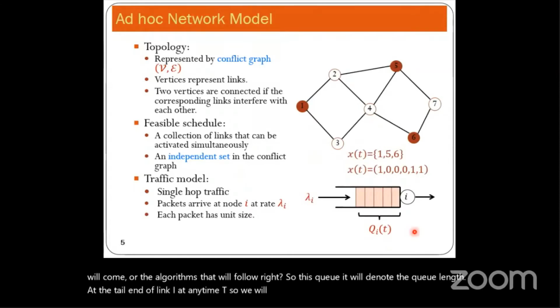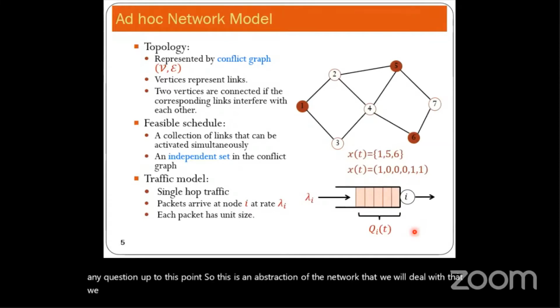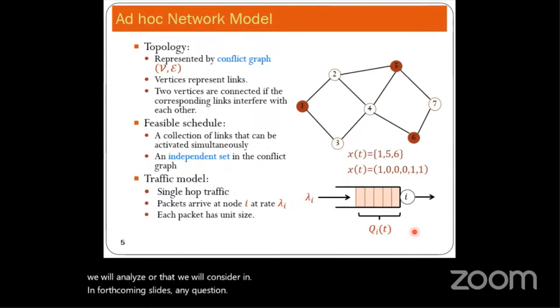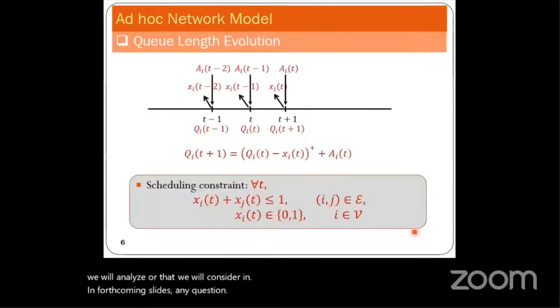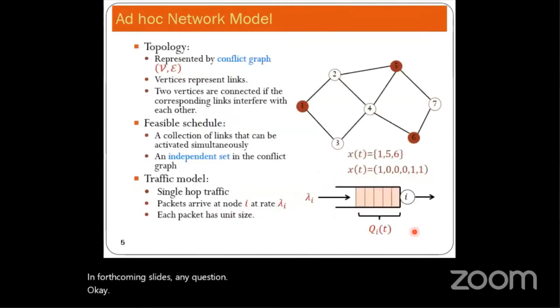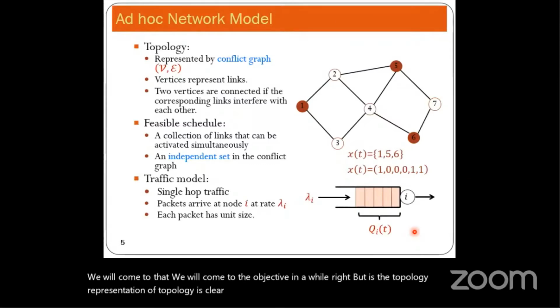So this is an abstraction of the network that we will deal with, that we will analyze, or that we will consider in the forthcoming slides. Any question? So the objective is to minimize this queue length. We will come to that. We will come to the objective in a while, right? But is the representation of topology clear? So I have told three things. How do we represent a topology? What do I mean by a feasible schedule? And what is the traffic model?